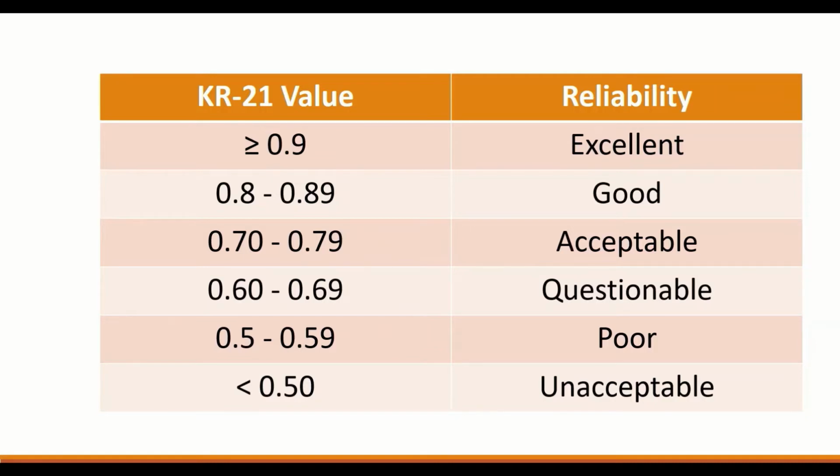A test will have poor reliability when the value is between 0.5 and 0.59, and a multiple choice question exam or test will have an unacceptable reliability or is unreliable when the value for the KR21 is less than 0.5.